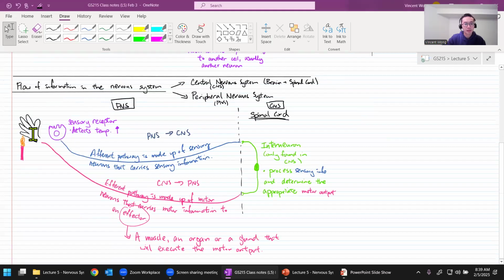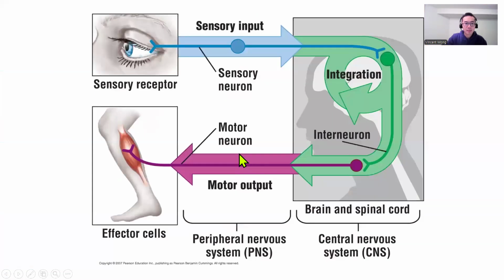We're touching the hot surface, and then the afferent pathway takes the sensory information to your central nervous system. You process it and determine what to do with it. And then the efferent pathway will send the information back out to an effector, to an organ, to a gland, or to a muscle, right? And then in this case, you will remove your hand. Now, let me give you another example of that.